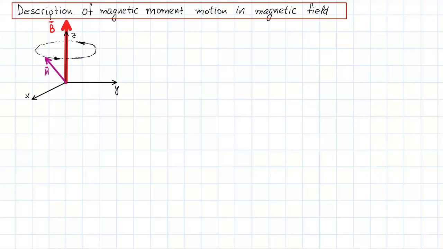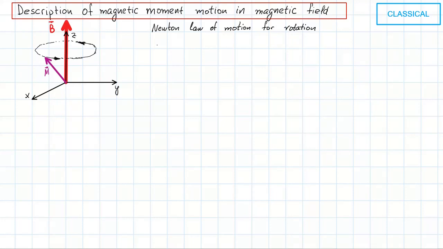Basically, it depends whether we want to use quantum mechanical or classical theory for this purpose. Okay, let's start with the classical mechanics first. The Newton law for the rotational motion says that the time derivative of the angular momentum of a rotating body is equal to the torque applied to this body.